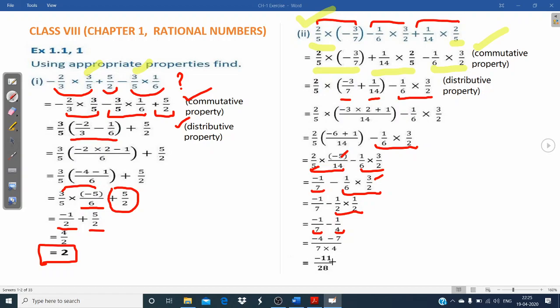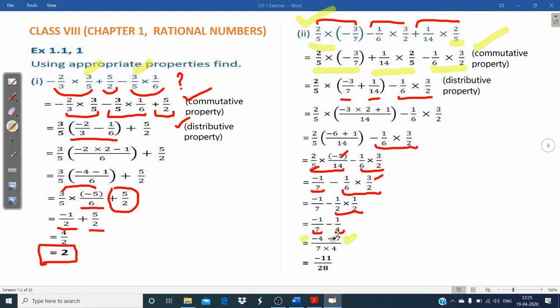So the LCM will be 7 4s are 28, and 7 divided by 28. When you divide 28 by 7, 7 4s are 28. So 4 into 1, minus 4. You will get here minus 4. 4 7s are 28. Then 7 1s are 7. So here minus 7.